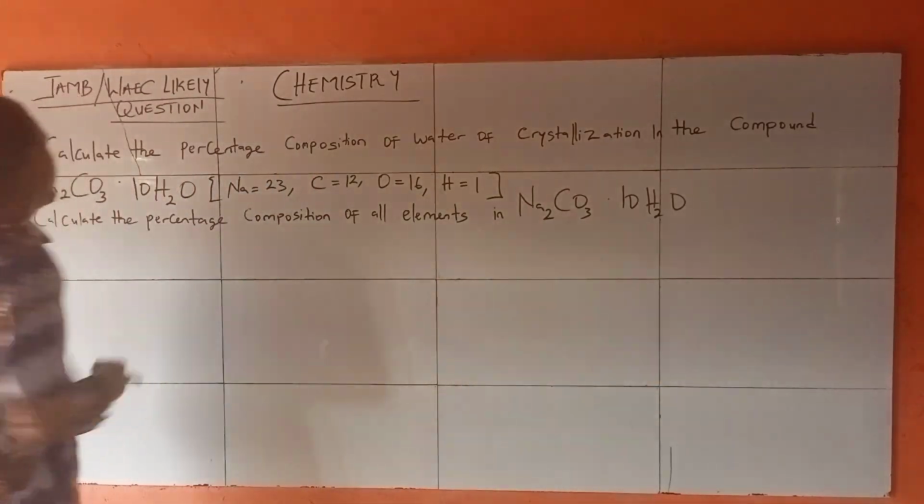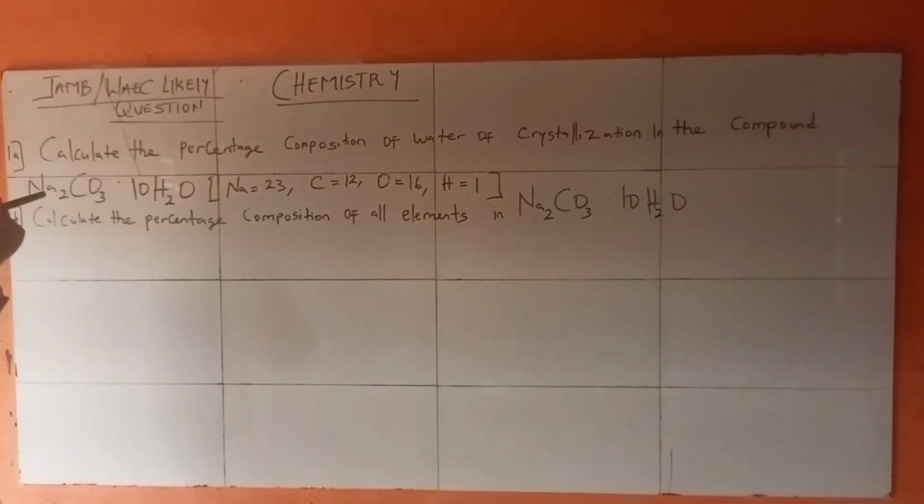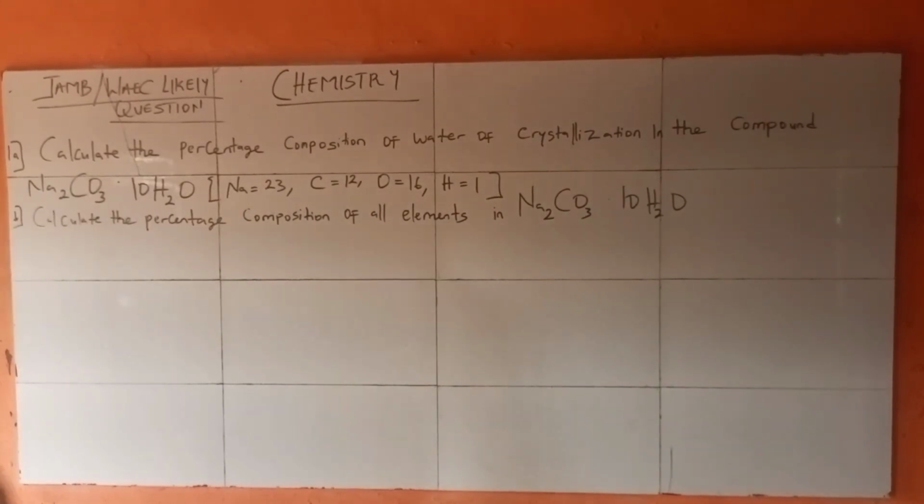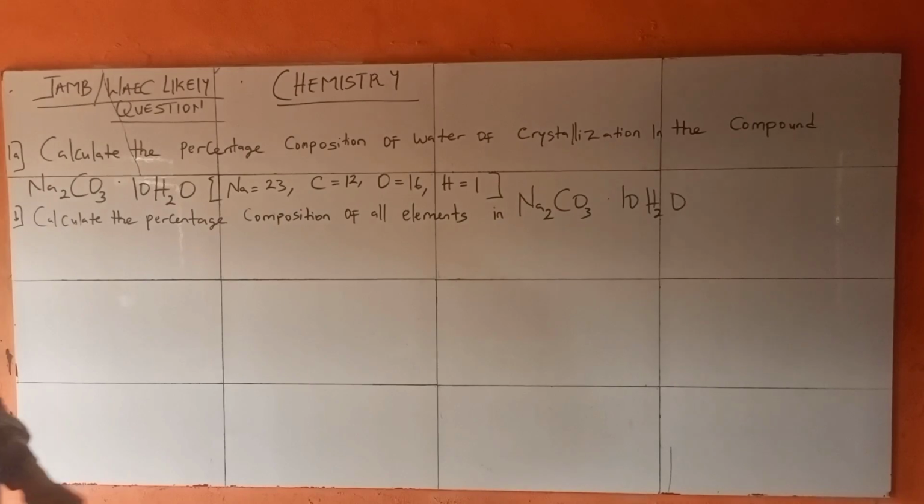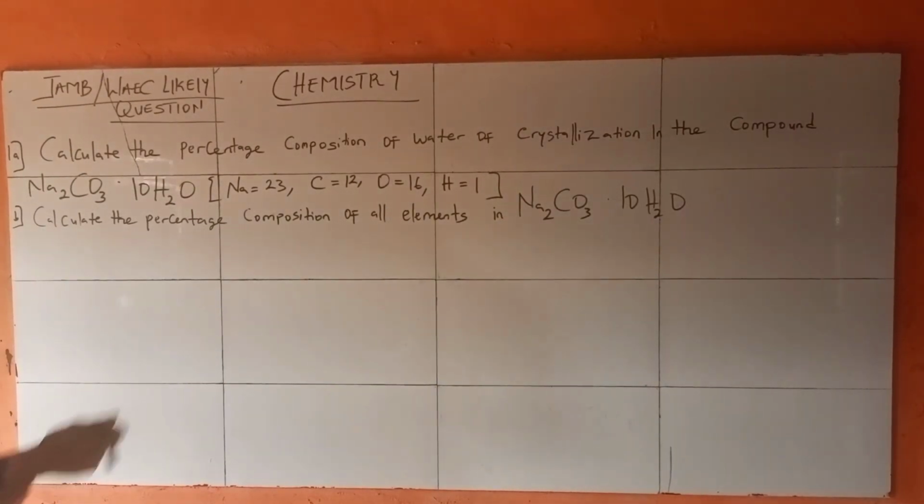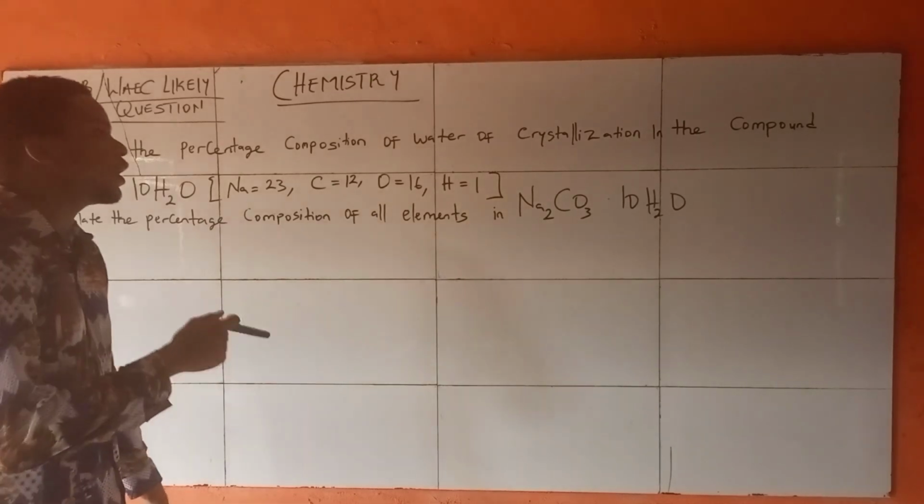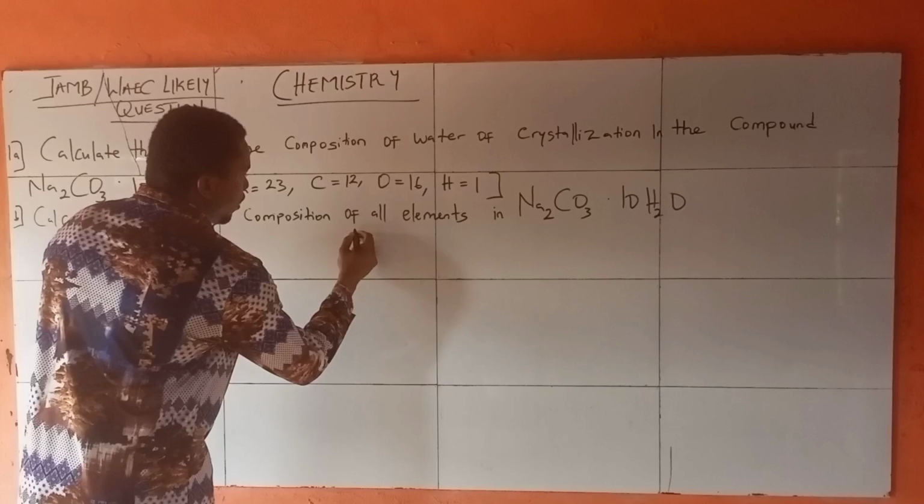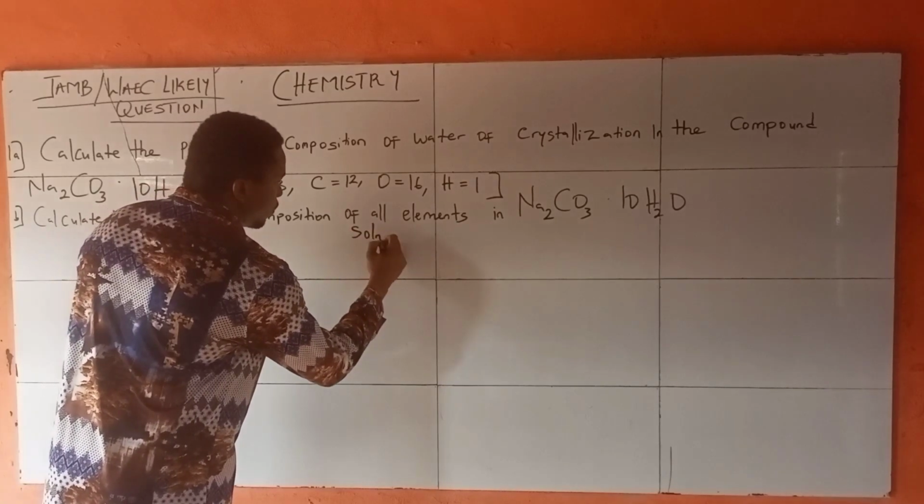And the question I have on the board says: calculate the percentage composition of water of crystallization in the compound sodium carbonate decahydrate. Mass of sodium 23, carbon 12, oxygen 16, hydrogen 1. And the B part says: calculate the percentage composition of all the elements in sodium carbonate decahydrate. So let's, without wasting much time, break it down.